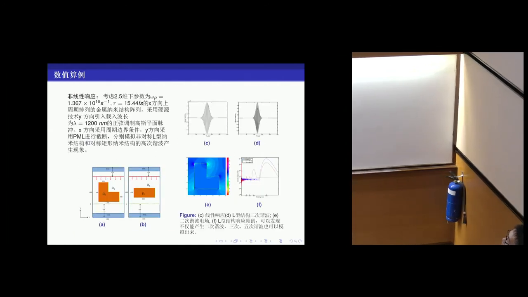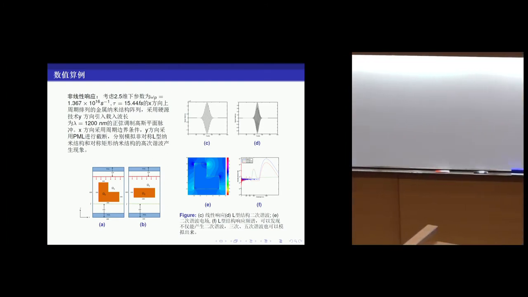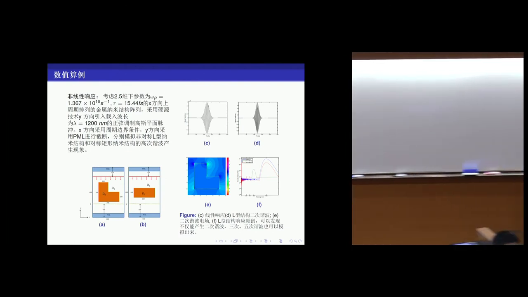Okay, and the third phenomenon is high order harmonic generation, which means you have the incident wave with the frequency omega interacting with the metal, and you can observe the high frequency response and production. We call this high order harmonic wave generation.